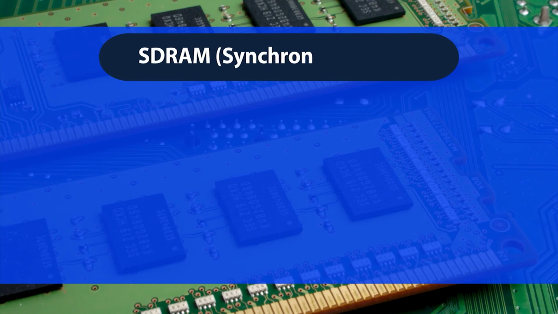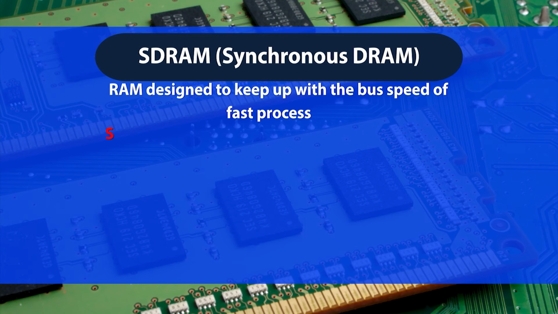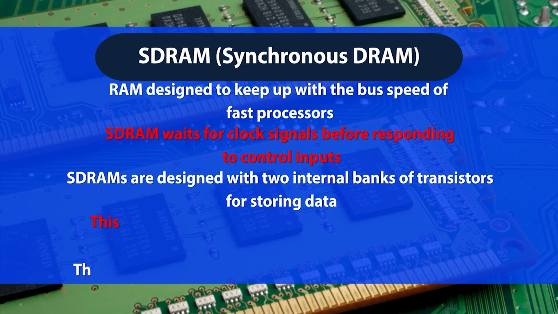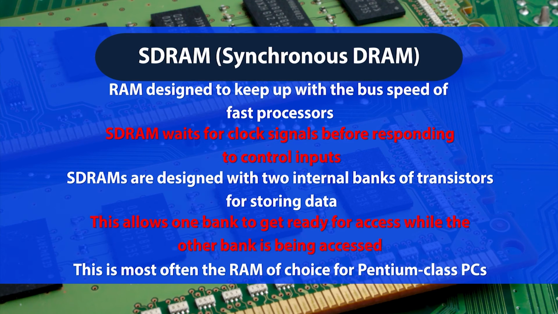Now SDRAM is another type of DRAM, or rather we should use the word synchronous DRAM, which is designed to keep up with the bus speed of your fast processor. That means SDRAM waits for the clock signal before responding to the control unit, and they are designed for two internal banks. That means one bank is getting ready to access while the other bank is being accessed for the information. They are generally used with the Pentium class of PCs.